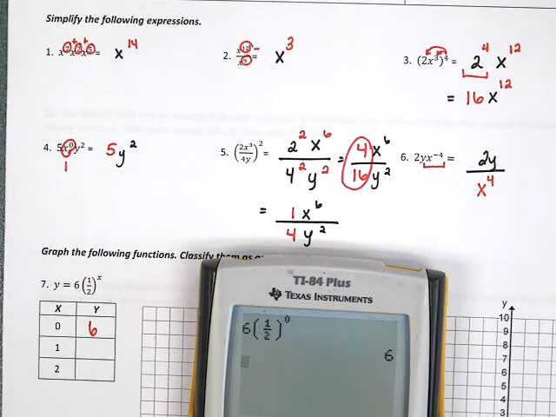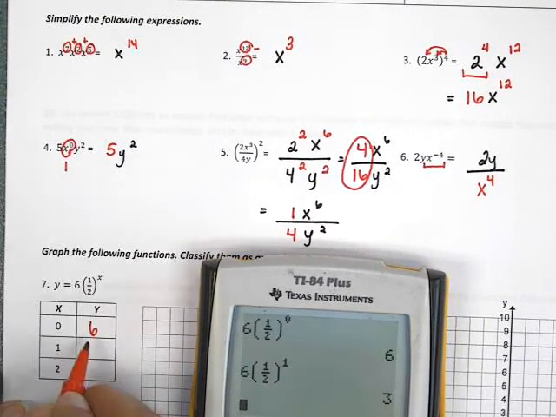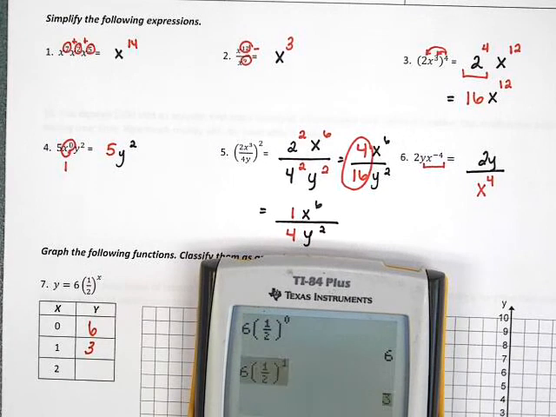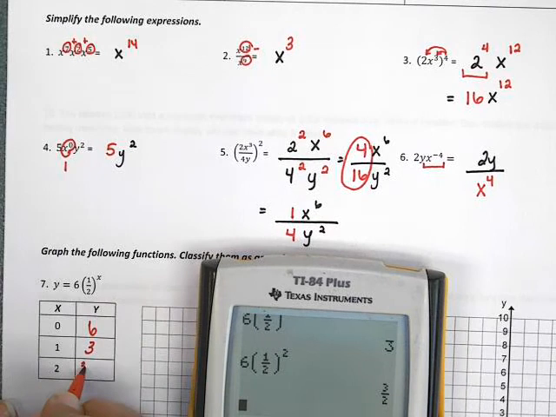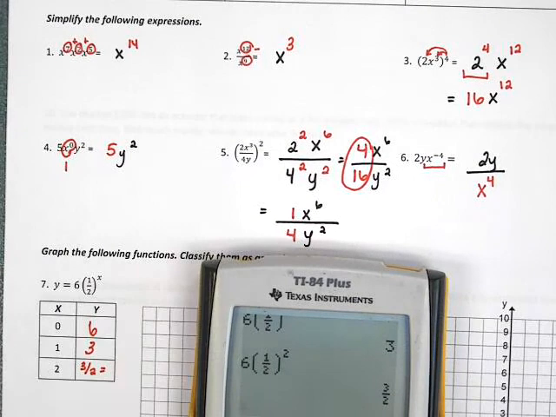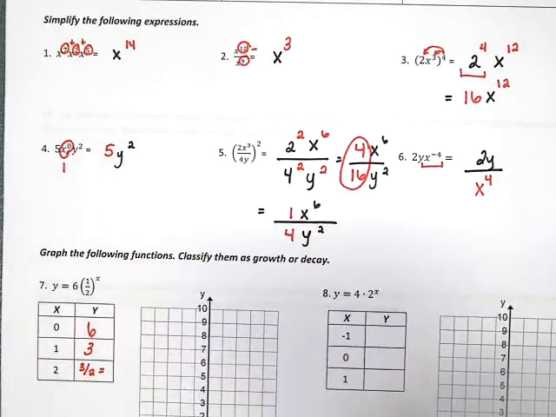Now I'm going to take that same thing, I'm just going to change the power to a 1 instead, and I'm going to get 3. I'm going to take that same thing and change the power to a 2 instead, and I'm going to get 3 over 2, which if I want that to be a decimal, because that does make it easier to graph a lot, I'm going to get 1.5.